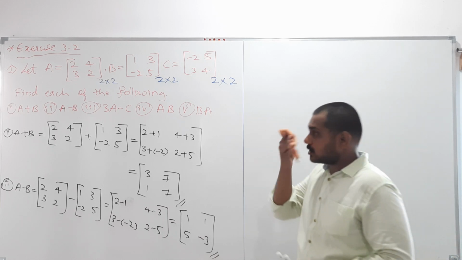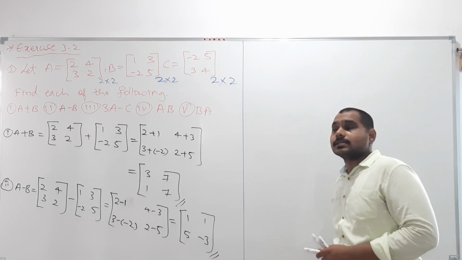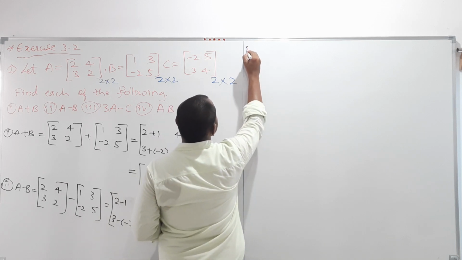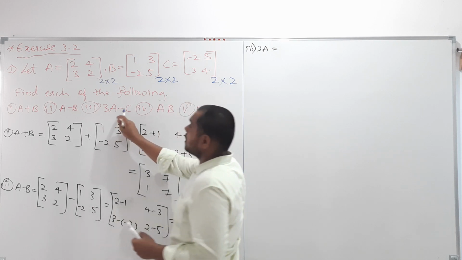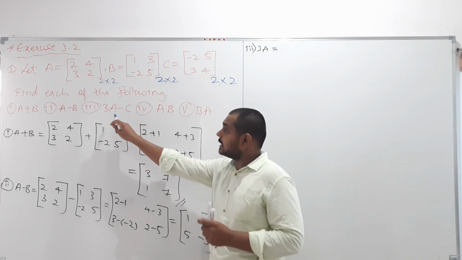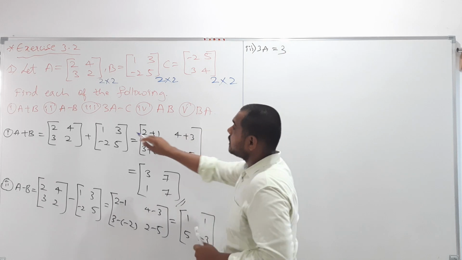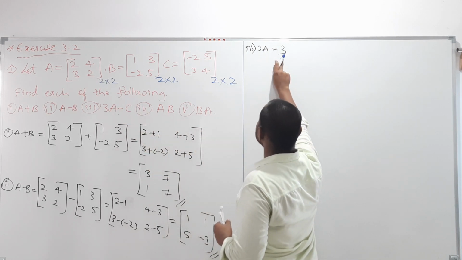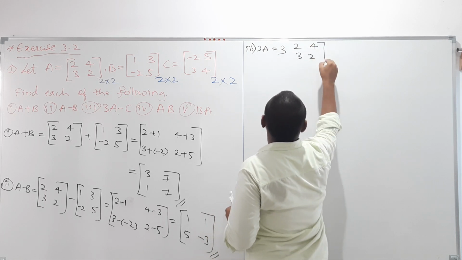Clear? And next, my dear students, the third one is 3A minus C. So what is 3A minus C? With 3A matrix, I should subtract the matrix C. Therefore, first I will calculate 3A. How to calculate 3A? You should multiply 3 to the matrix A. What is matrix A? 3 into 2, 4, 3, 2.